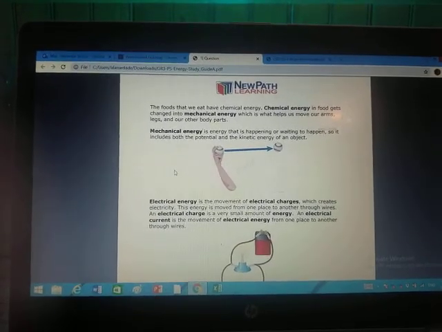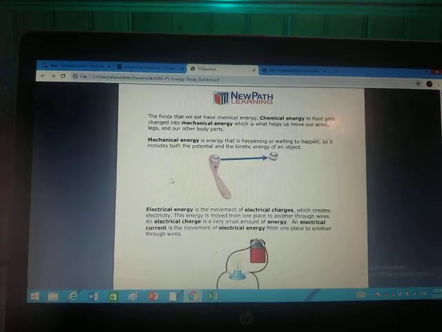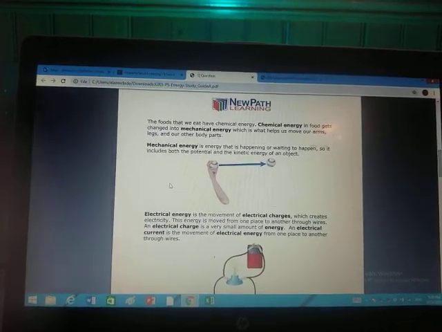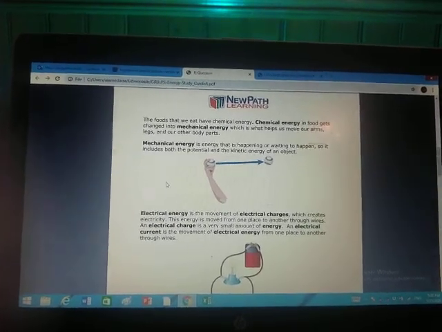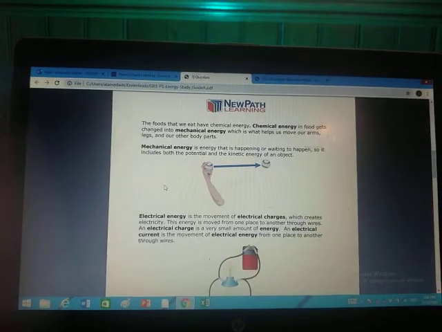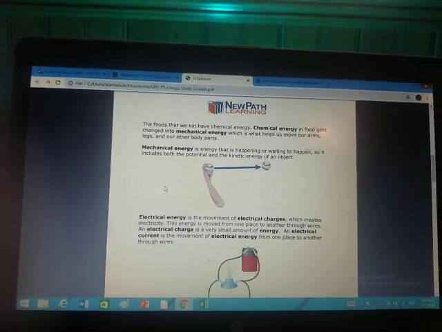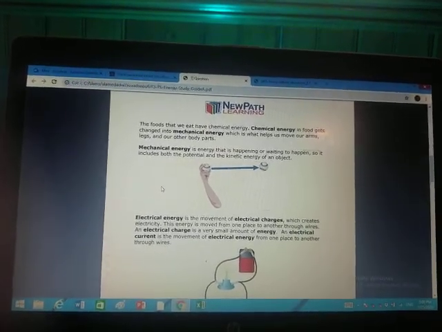The foods that we eat have chemical energy. Chemical energy in food gets changed into mechanical energy, which is what helps us move our arms, our legs, and our other body parts. Mechanical energy. Mechanical energy is energy that is happening or waiting to happen, so it includes both the potential and the kinetic energy of an object.